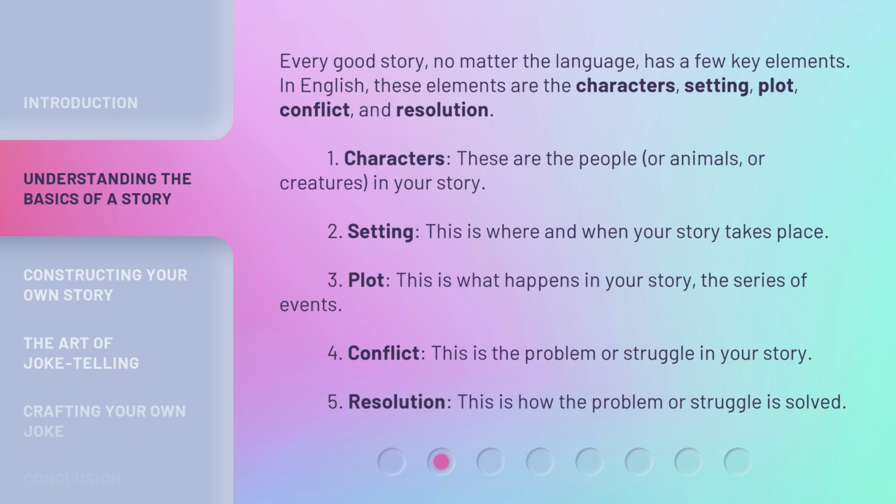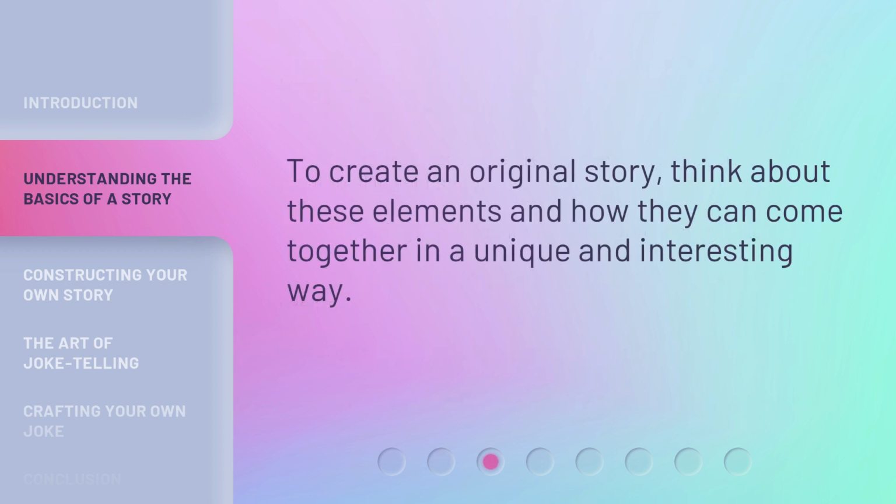3. Plot. This is what happens in your story, the series of events. 4. Conflict. This is the problem or struggle in your story. 5. Resolution. This is how the problem or struggle is solved. To create an original story, think about these elements and how they can come together in a unique and interesting way.